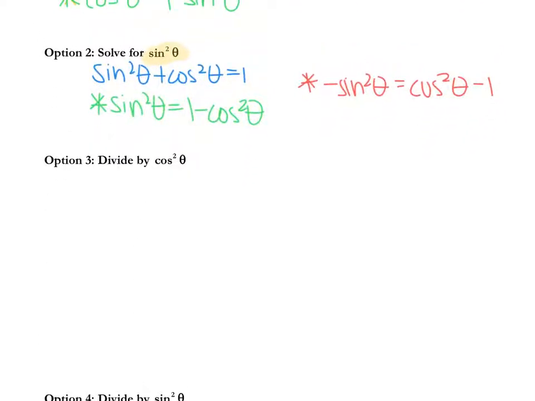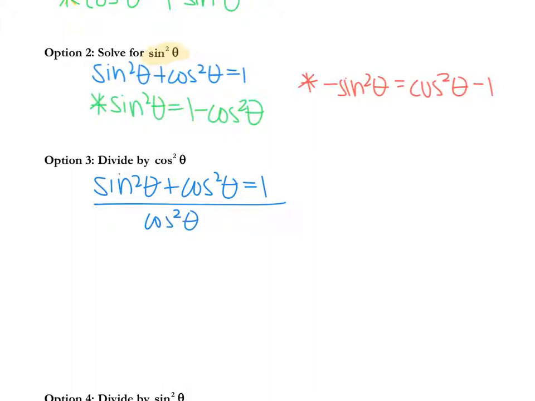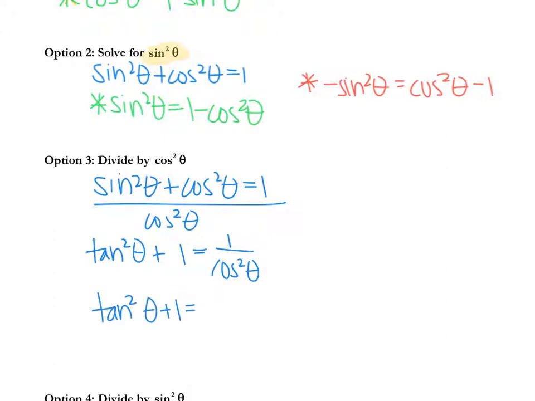All right, dividing by cosine squared. So let's start off with the original. And then we're going to divide everything by cosine squared theta. So we get tangent squared theta plus 1 equals 1 over cosine squared theta. So this is actually another Pythagorean identity. Okay. So we have tangent squared plus 1 equals secant squared. So you will see this on your Pythagorean identity sheet.